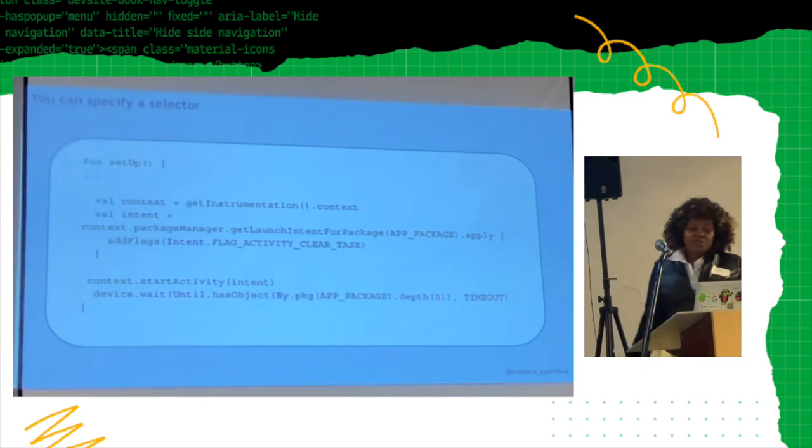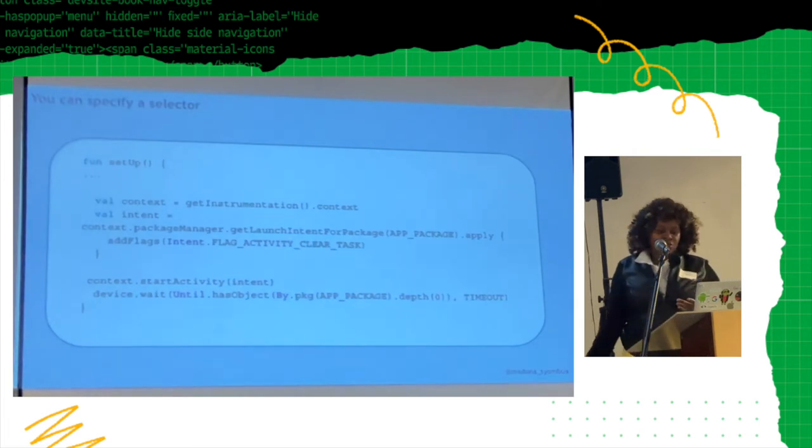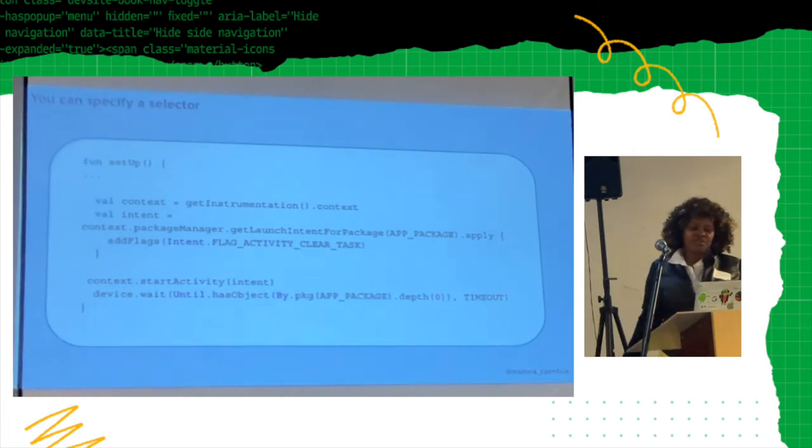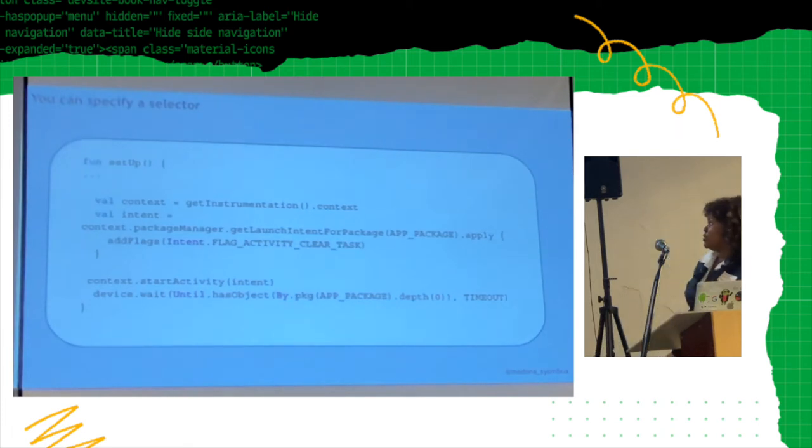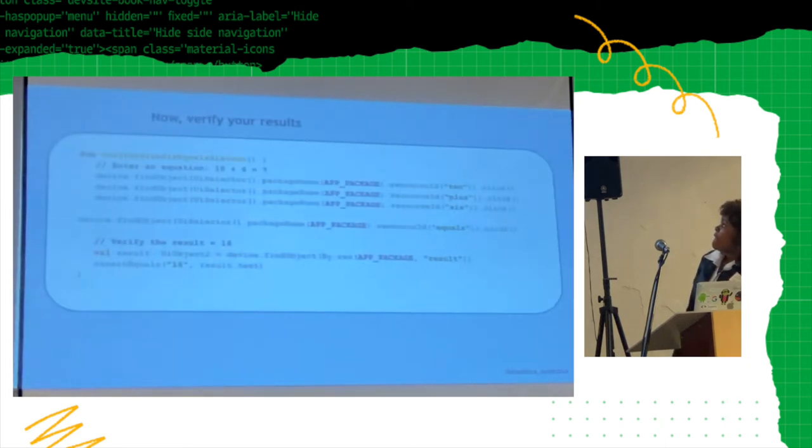So the UI Automator testing framework allows you to send an intent to launch an activity without using the shell commands, like get contents, something that we can also look into. And then as you can see there, we can wait until the object has the app package, and then you call a timeout. Now, when you want to verify your result, you can do something like that.